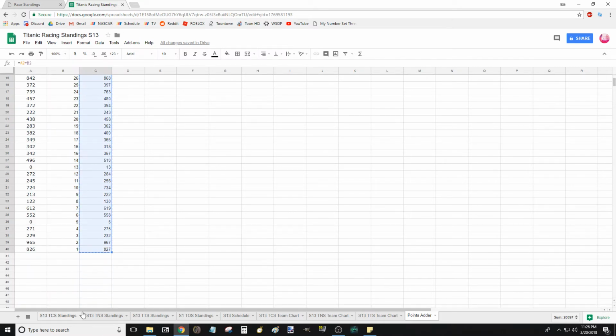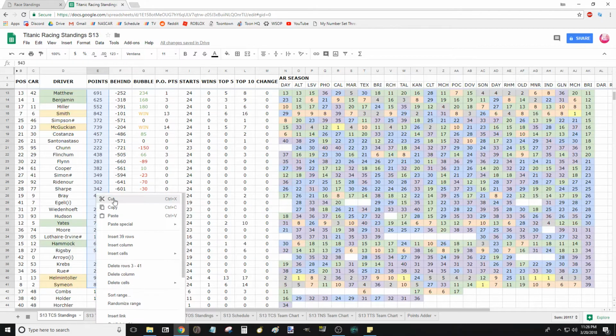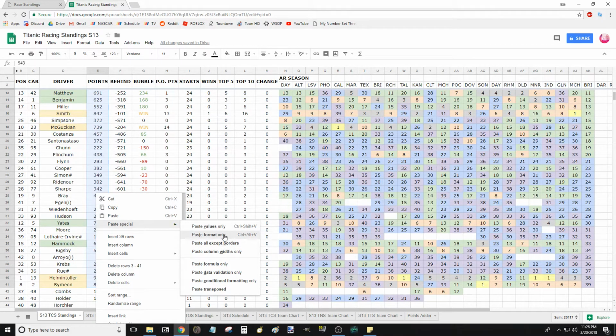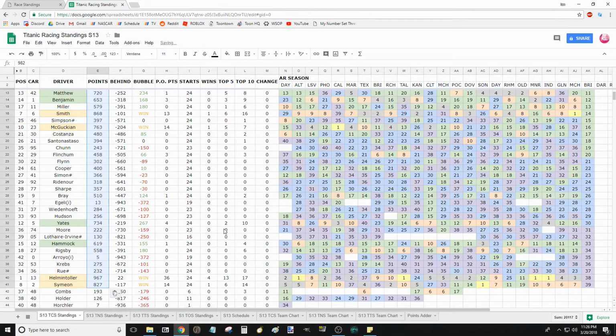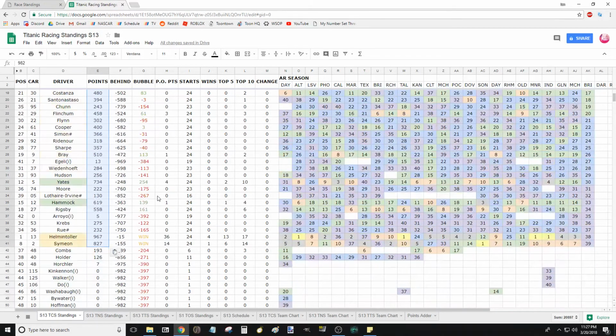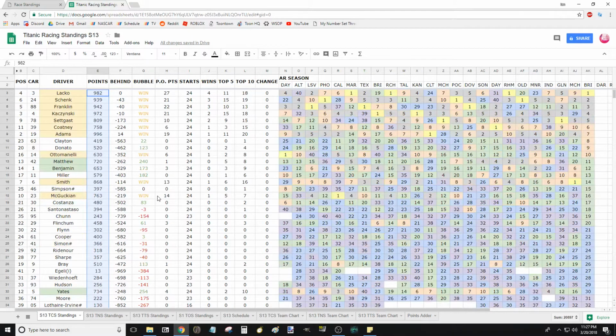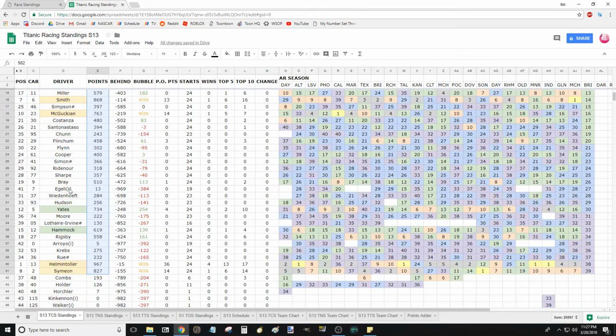Now we're going to do a paste format only, or no, paste values only. Did I do that right? I think I did that right. Yeah, okay, sorry. We're going to do that, and then, oh wait, first of all, I have a couple incapable drivers with the I, so they're going to go back to 0.